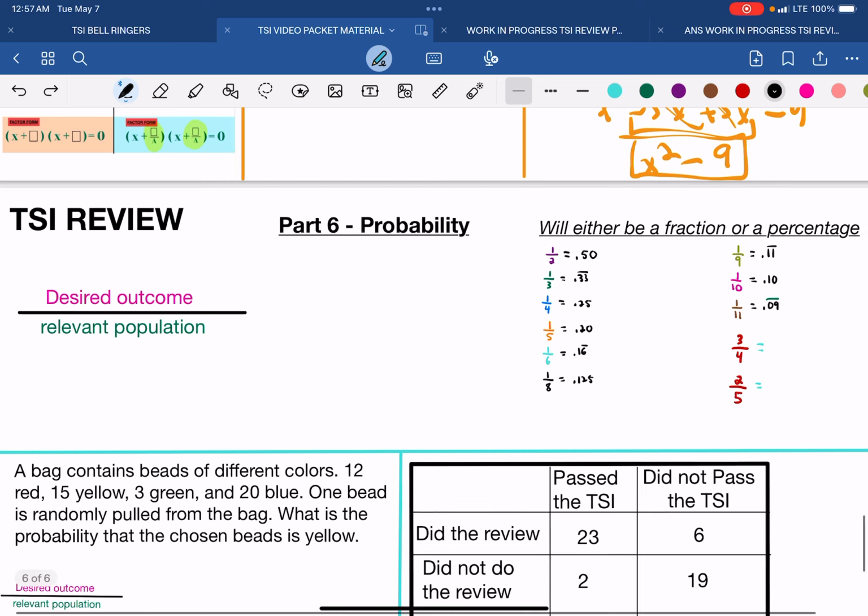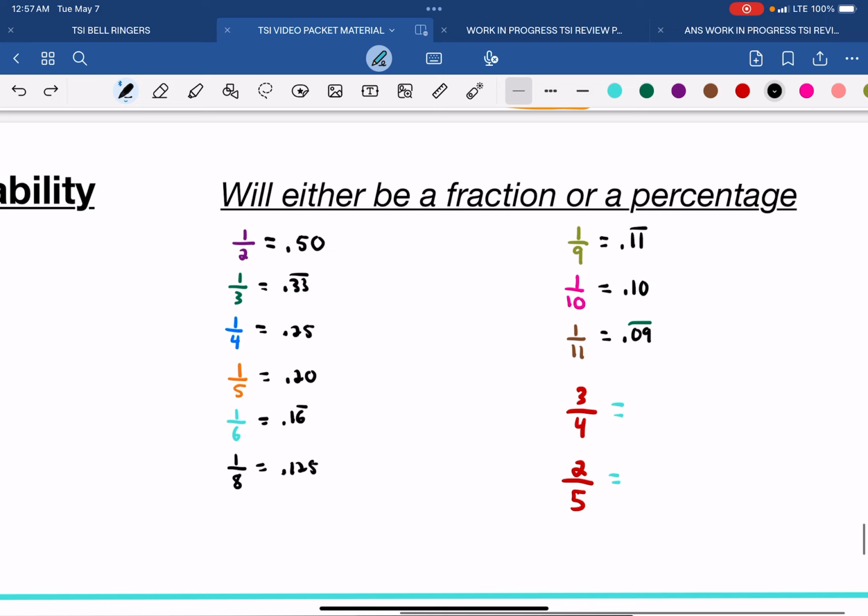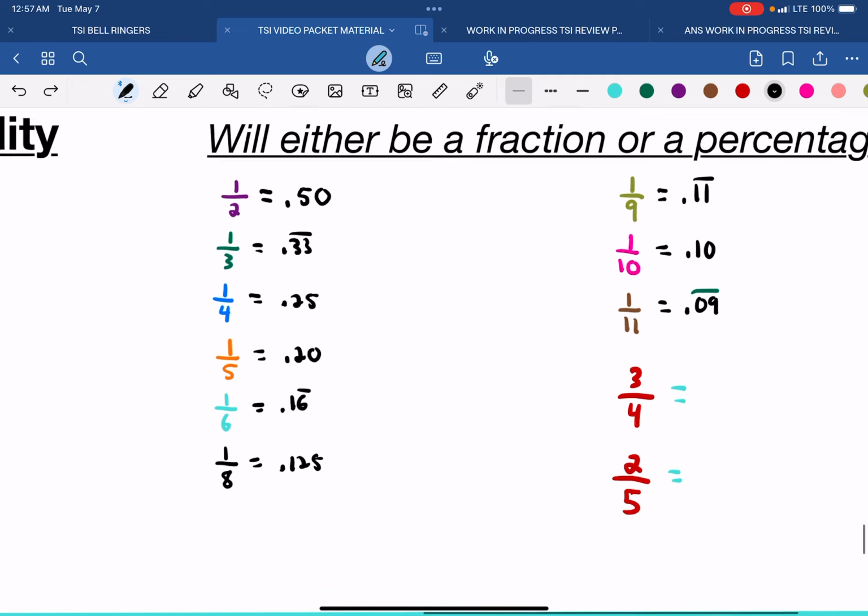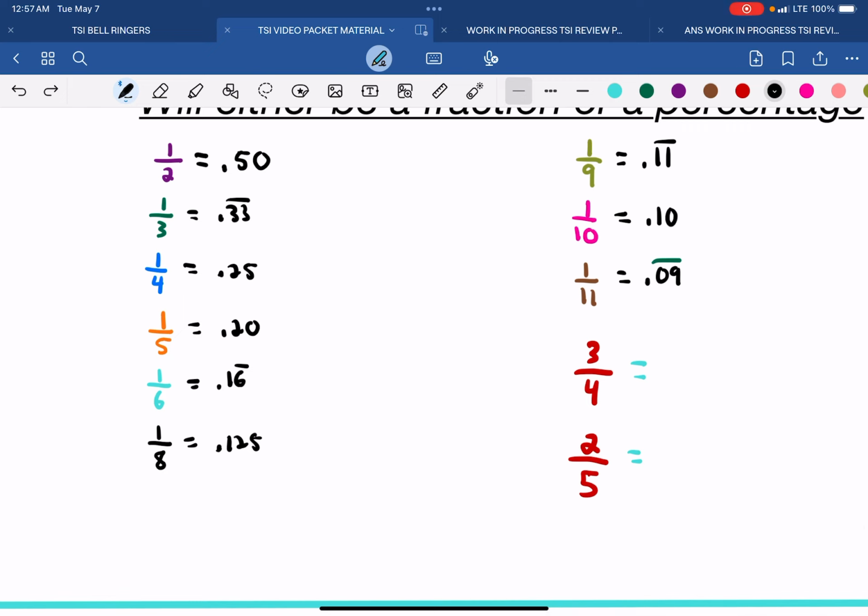Alright guys, so probability will either be a fraction or a percentage. When we talk about probability, we tend to get an answer that will be a fraction or a percentage. That's why I went ahead and wrote these common fractions, so that you guys could make those connections if you didn't know that information. So, let's talk about percentage though. How do we get percentage? Quite simple. All we do is move the decimal 2 to the right. So 1/2, which is equal to 0.50, is actually 50%.